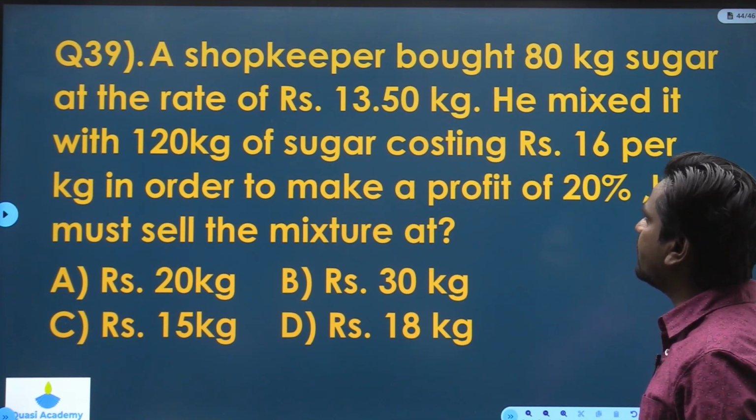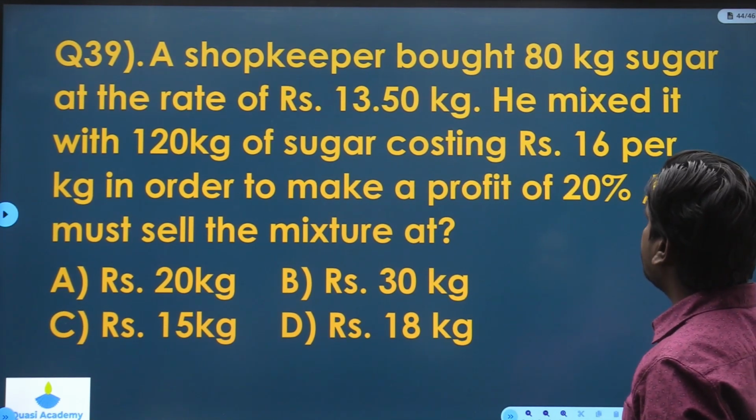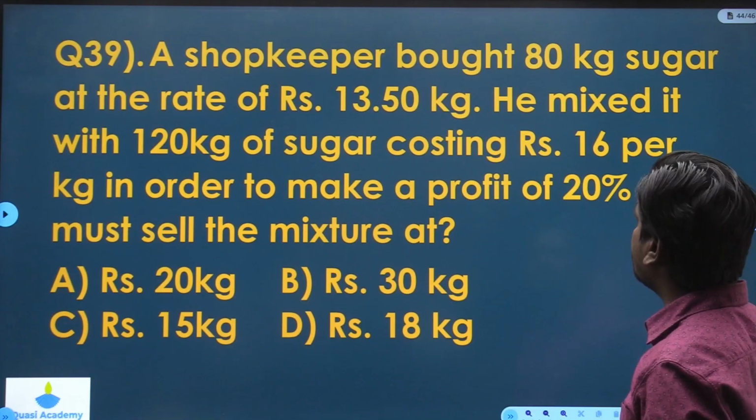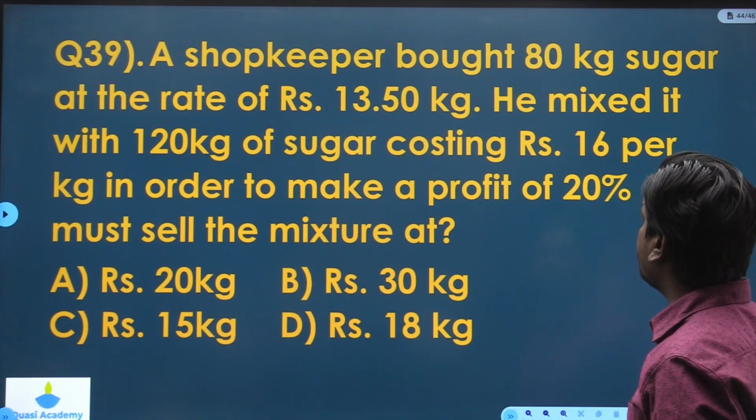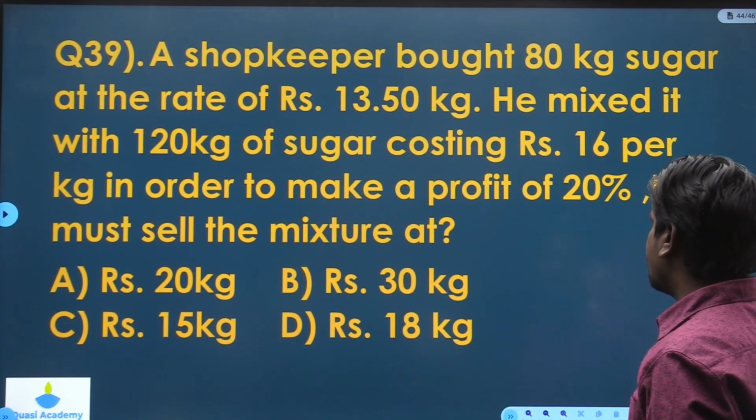Bought 80 kg sugar at the rate of rupees 13.50 per kg. He mixed it with 120 kg of sugar costing rupees 16 per kg in order to make a profit of 20%. He must sell the mixture at.